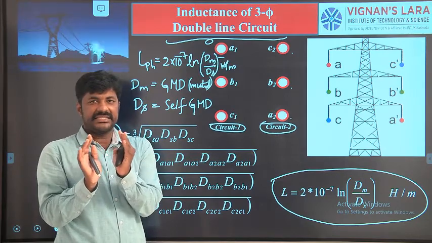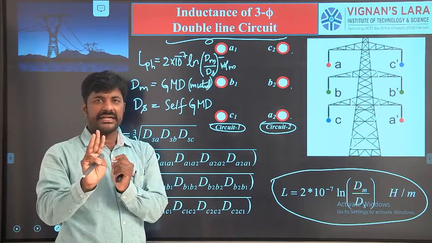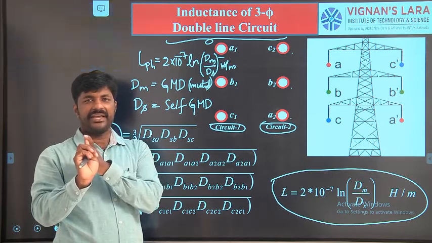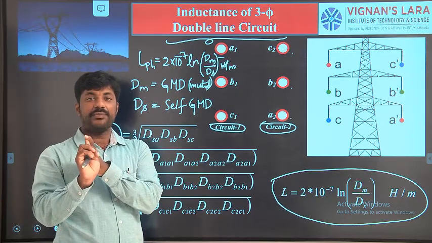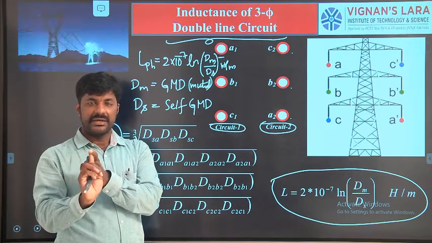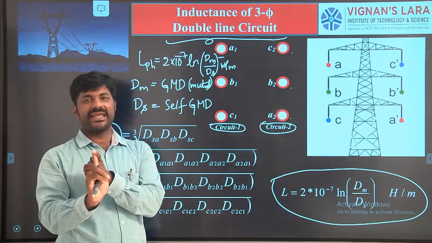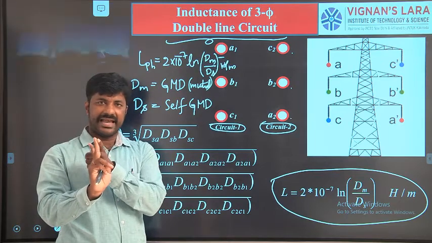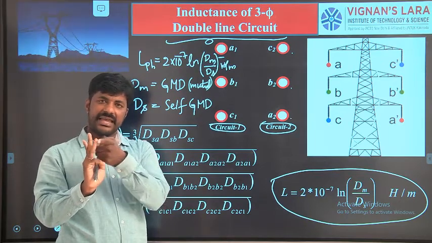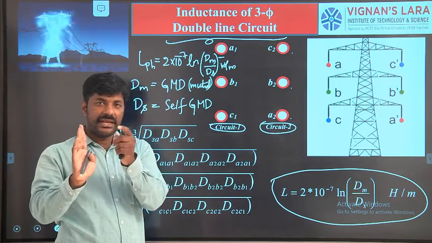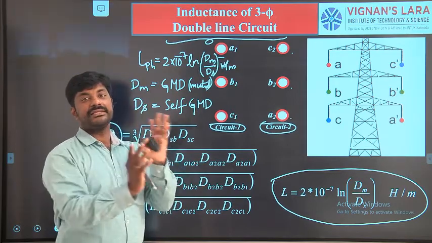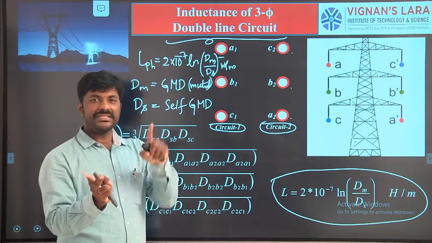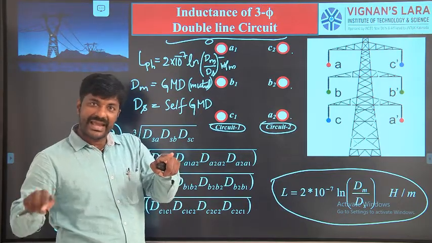If it is a single line circuit, only 3 conductors are there with A, B, C. For conductor A, it has a radius of r. Then I can give its self radius as r dash, 0.7788 into r. Similarly for phase B, again r dash. For conductor C, again r dash. But here now it is a 3-phase double line circuit. Similar phases there are 2 in number. One is A phase and the other is A dash.